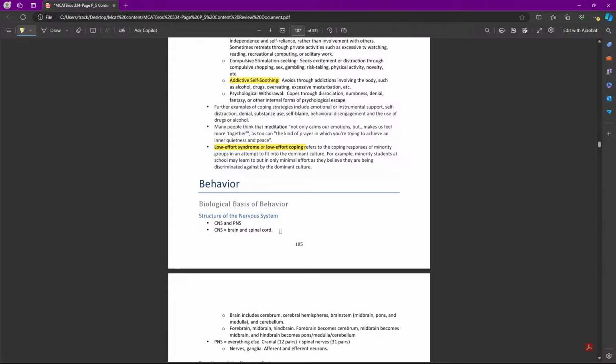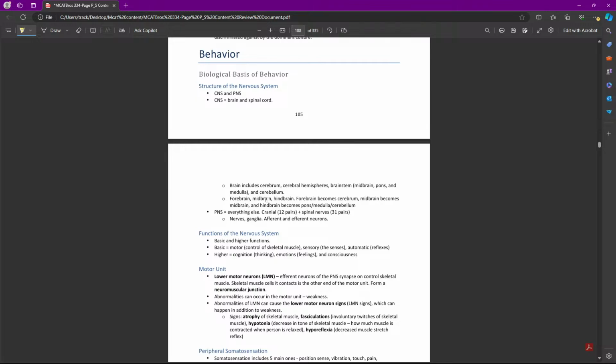efferent neurons. So, the brain includes the cerebrum, the cerebral hemispheres, the brainstem, and the cerebellum. The forebrain, the midbrain, and the hindbrain. The forebrain becomes the cerebrum, the midbrain becomes the midbrain, and the hindbrain becomes the pons, medulla, and cerebellum.